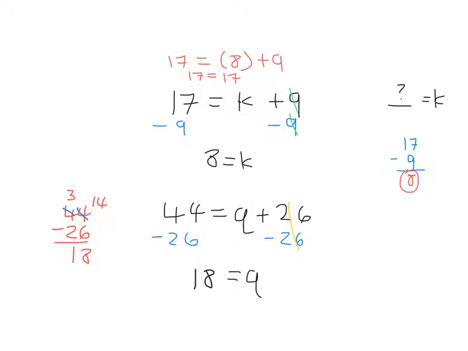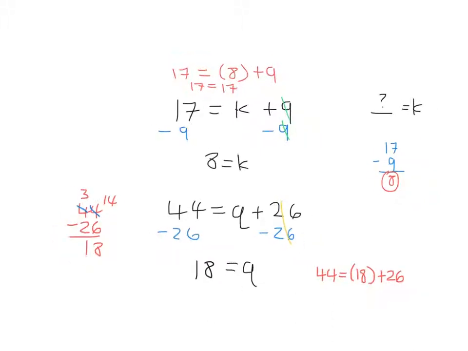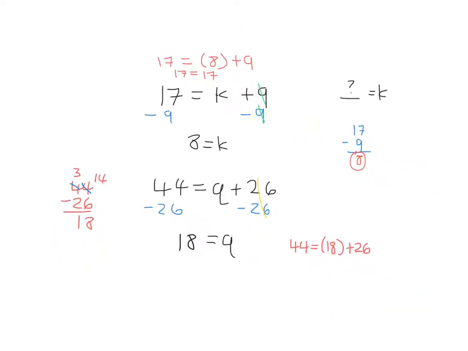The question is, is that true? Well, let's check. Writing the original equation: 44 equals, not q, but 18 plus 26. Is that true? I don't know. Let's find out. We're going to have 26 on the top because I like the larger number on the top. We have 26 plus 18. What happens here? We have 6 plus 8. That is going to be 14, so it's a 4. We're going to carry the 1. And then we end up with 1 plus 2, which is 3, plus another 1, which is 4. So that is indeed 44. So yes, this answer checks out. Moving on.